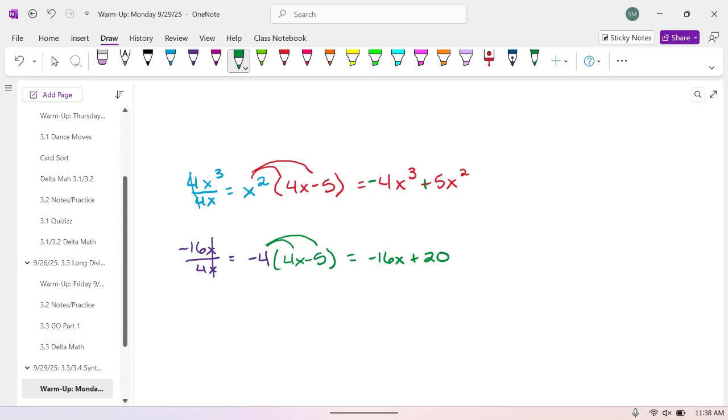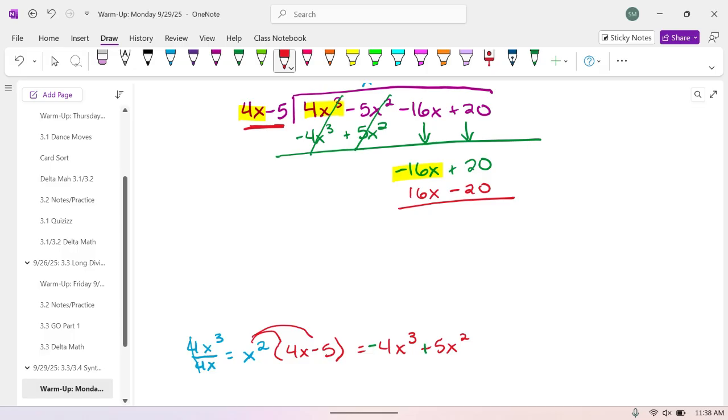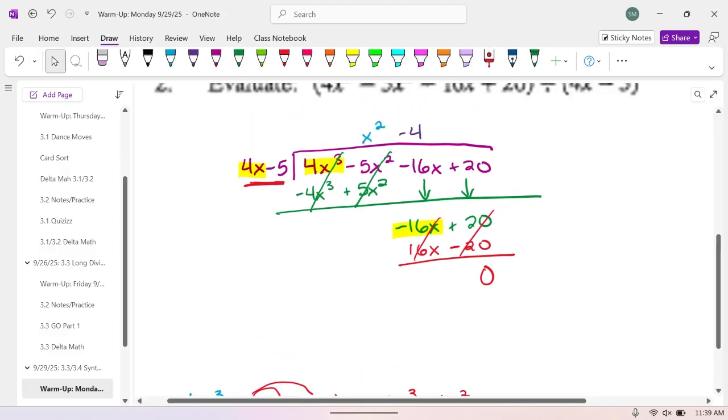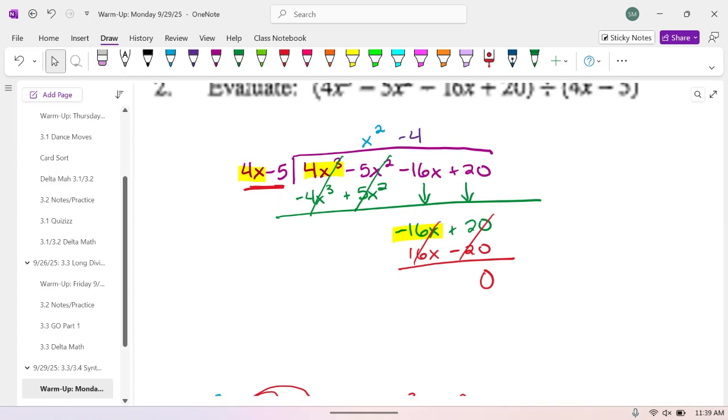And then what do I have to do before I bring it up top? Switch the signs. This becomes a plus. This becomes a minus. So I'll write 16x minus 20. What happens? They both cancel. So my remainder is what? 0. So if I have a remainder of 0, do I need to do like the whole 0 over my thing? Why do I not have to do that? Why do I not need to put this?